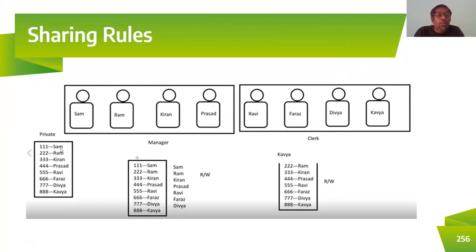Sam is the owner of 111, Ram is the owner of 222, Kiran is the owner of 333, Prasad is the owner of 444, Ravi is the owner of 555, Paris is the owner of 666, Divya is the owner of 777, and Kavya is the owner of 888. These are called records, with record IDs 111 through 888. Record 1 pertains to Sam, 2 to Ram, 3 to Kiran, 4 to Prasad, 5 to Ravi, 6 to Paris, 7 to Divya, and 8 belongs to Kavya.